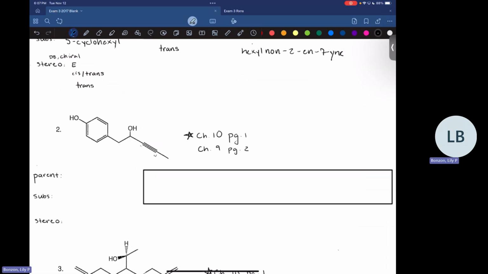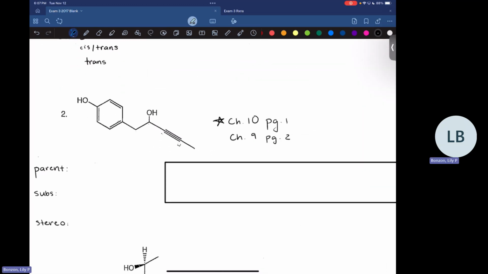So nomenclature number 2, we have a benzene ring with an OH, and then we have a linear chain with an OH. So for this one, I'm going to number the linear chain and the ring just to see how many carbons we have. So 1, 2, 3, 4, 5, and then we get to the substituent versus the benzene. Benzene has 6 carbons. So in this case, the benzene part is going to be our parent because it has an alcohol and it also is a longer chain. So it's 6 carbons versus the linear chain, which was 5 carbons.